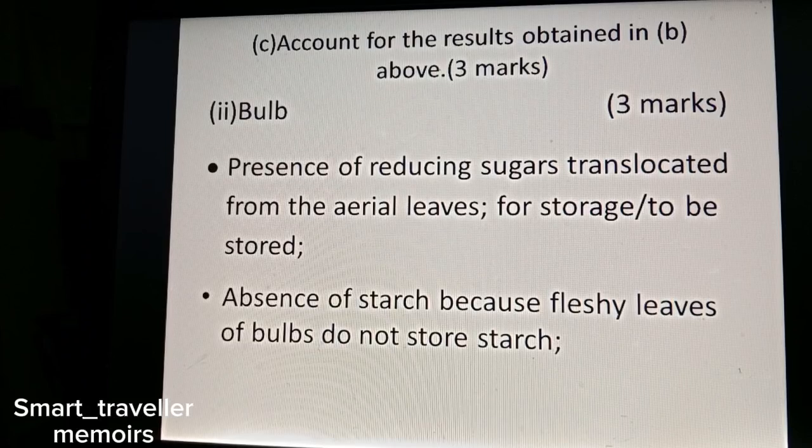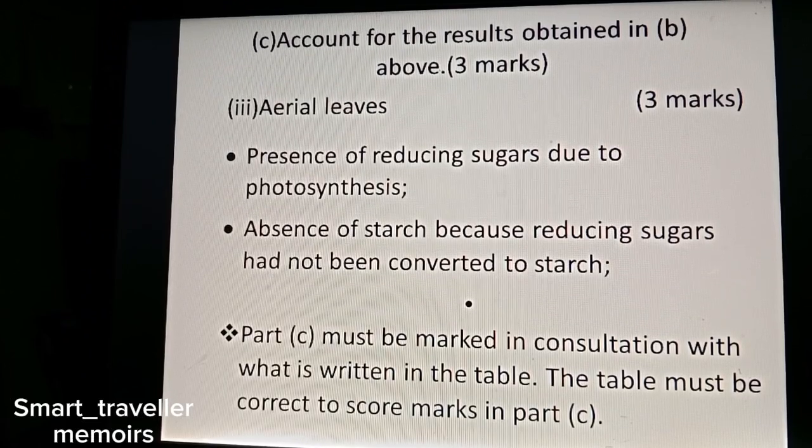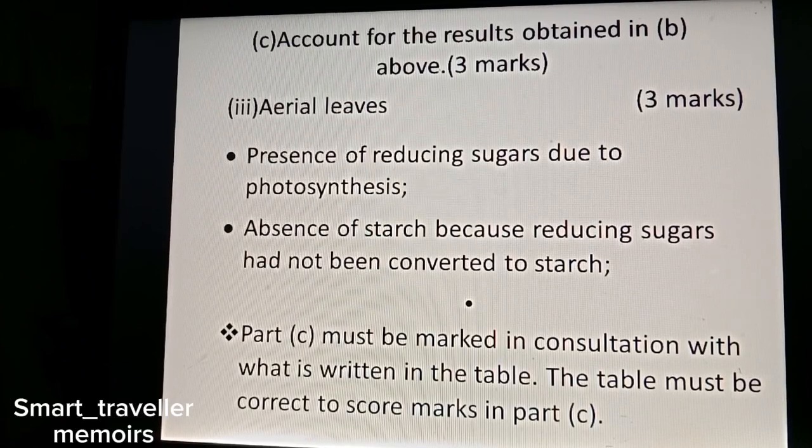Account for the results in the bulb: presence of reducing sugars translocated from the aerial leaves to be stored. Absence of starch because fresh leaves of bulbs do not store starch. Aerial leaves, presence of reducing sugars due to photosynthesis. Absence of starch because reducing sugars had not been converted to starch. Part C must be marked in consultation with what is written in the table. The table must be correct to score marks in C.